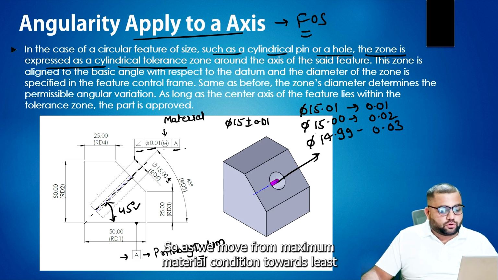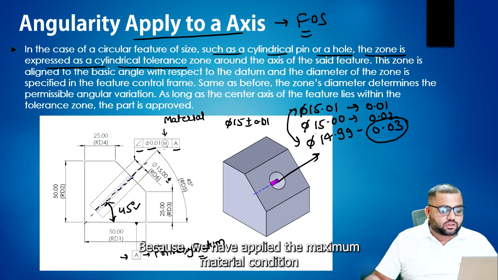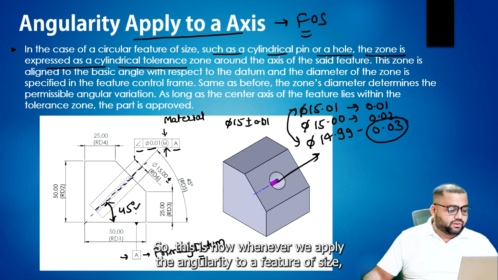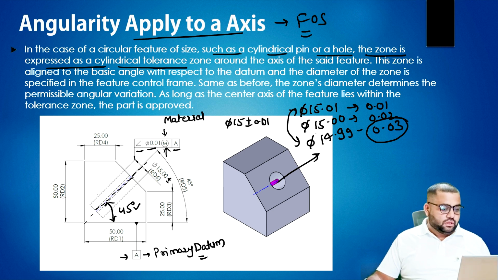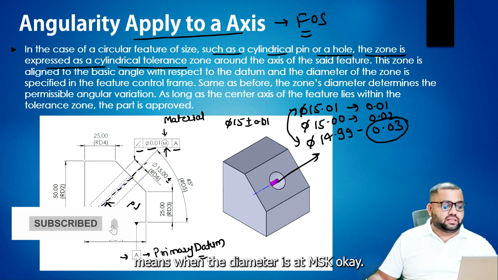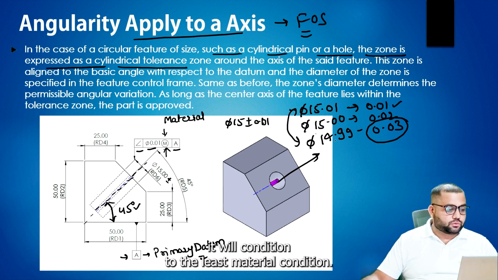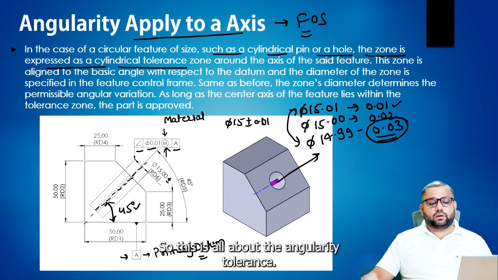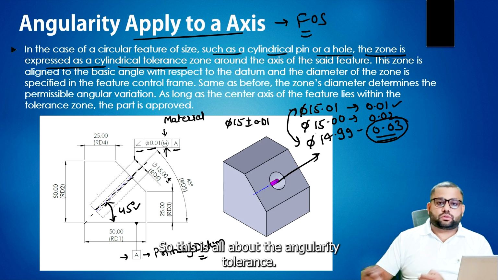Okay, so as we move from maximum material condition towards least material condition, we get more tolerance over here. Okay, because we have applied the maximum material condition modifier over here in the feature control frame. Okay, so this is how whenever we apply the angularity to a feature of size, we can apply the material condition modifier. Okay, so when the diameter is at MMC, it will have 0.01 mm, and when it moves from maximum material condition to the least material condition, the tolerance zone will increase. Okay, so this is all about the angularity tolerance when we apply angularity to a feature and when we apply it to a feature of size.